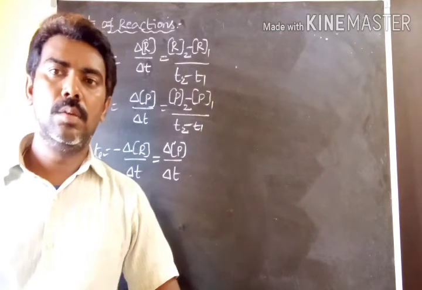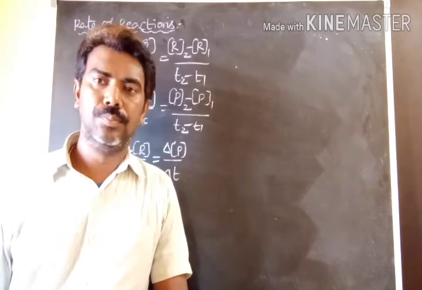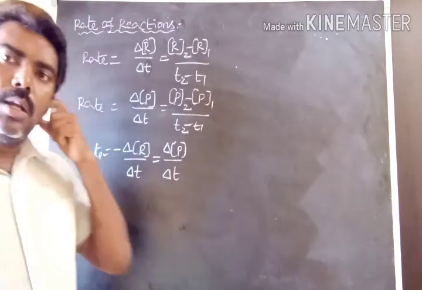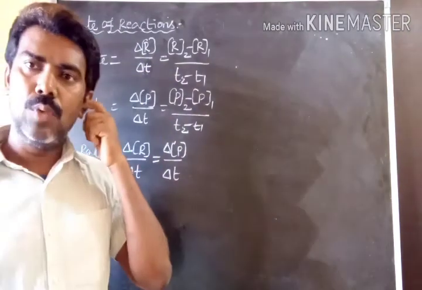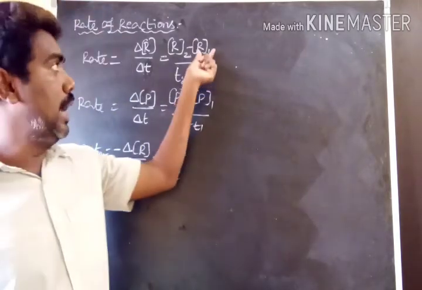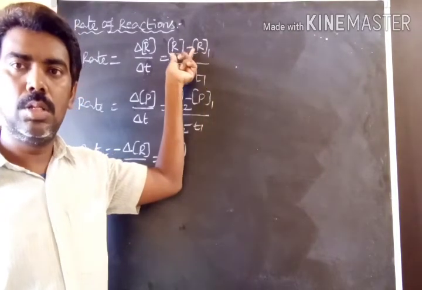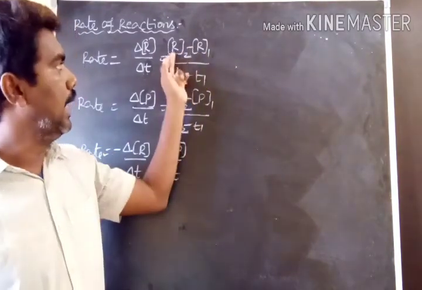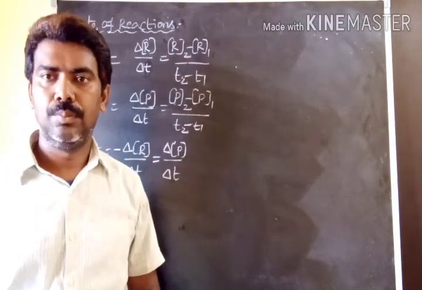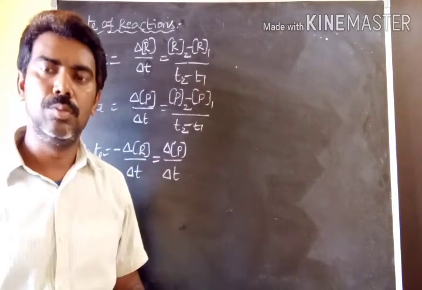Here the rate of reaction is always represented in a positive manner. Whenever we take delta R by delta T, this value is negative, because at time T1 the reactant concentration is 100%, and at time T2 the concentration of reactants may be 90%. 90 minus 100 by the time interval, maybe 2 minus 1 second, gives minus 10 by 1. The rate of reaction value becomes negative.